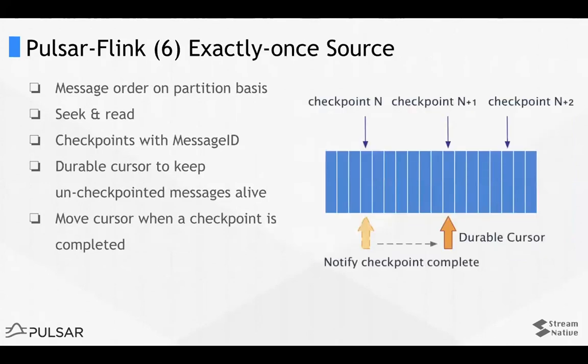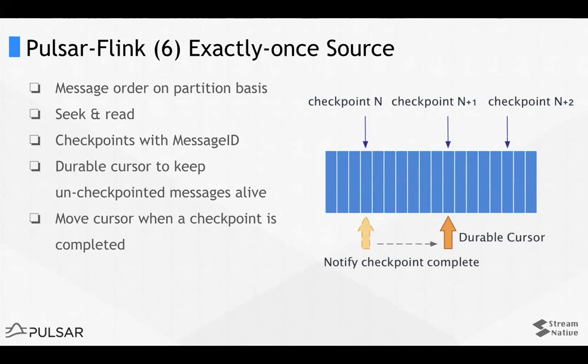And to achieve exactly once, it works because in Pulsar each partition is an infinite stream. So you process the data in the partition order, and you can seek and rewind the reader to a given point. So when we implement the source, we store the checkpoint with the message ID. So when it crashes, it can recover from the checkpoint and restart from the given message ID.